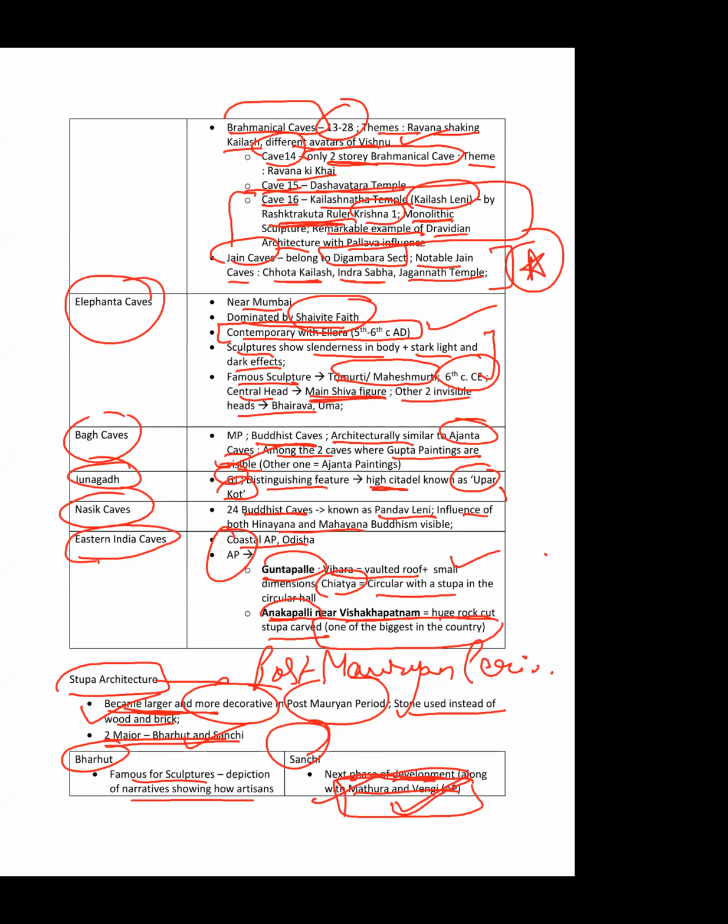So why did I mention this Mathura and Vengi? Because this keyword needs to come there, right? Whenever the Stupa question comes, you should not be like only Bharhut and only Sanchi. Just drop the keyword Mathura and Vengi and the examiner would be satisfied.